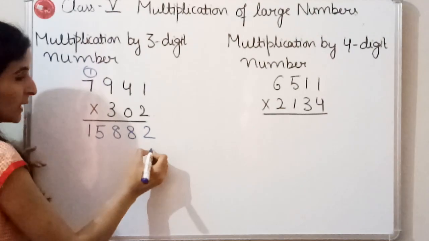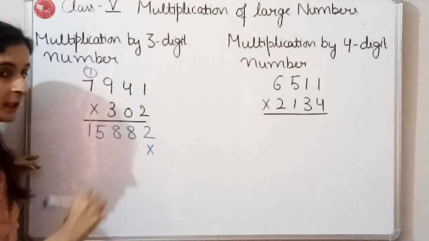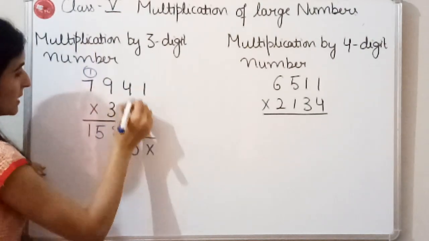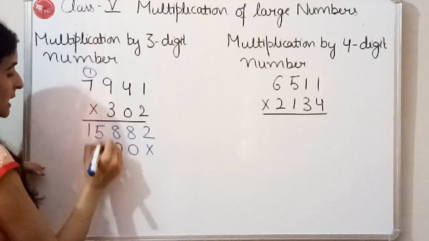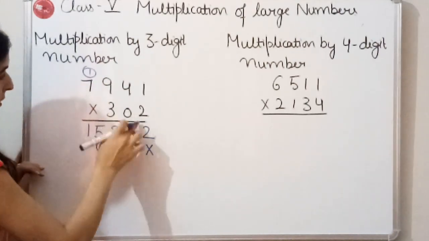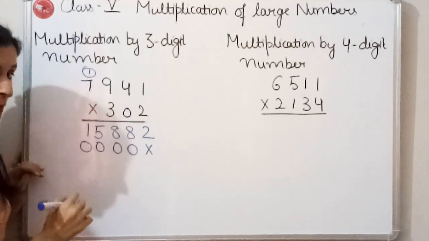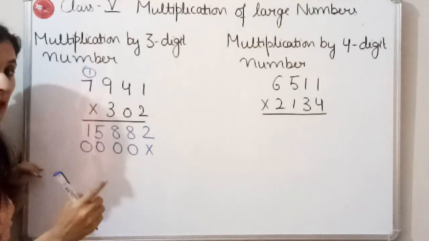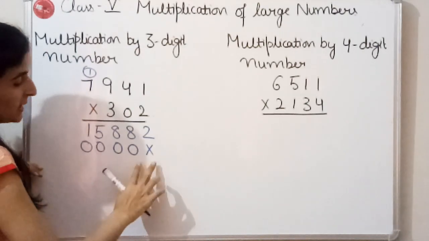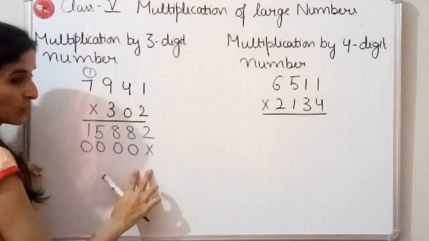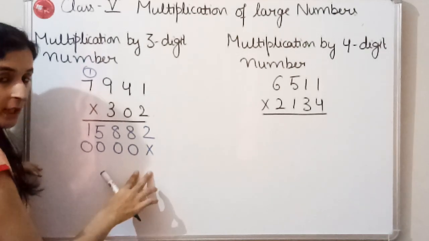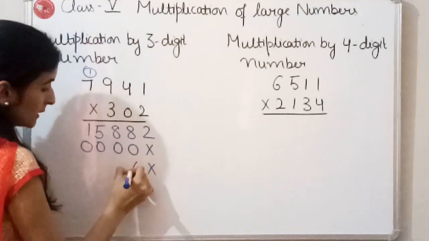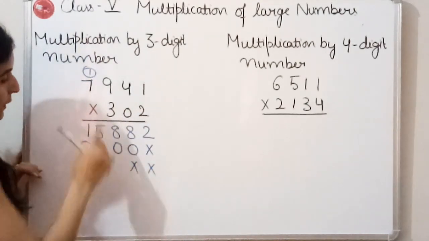Now we have to multiply by this 0, but this 0 is on 10's place, so we will put 1 0 here, or we can put 1 cross here. Okay, now 0 ones are 0, 0 fours are 0, 0 nines are again 0, 0 sevens are 0. Now we have to multiply by this 3, but this 3 is on hundreds place. So how many zeros we have to put here? In hundreds there are 2 zeros, so it means we have to put 2 crosses here. 1, 2.